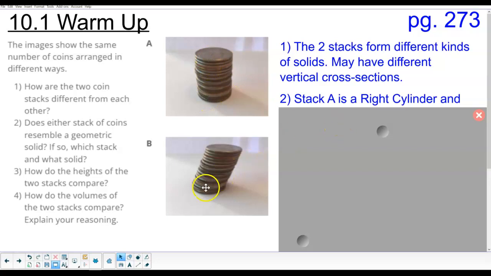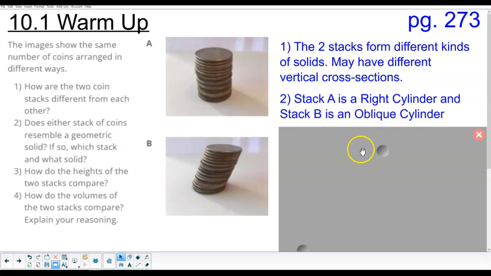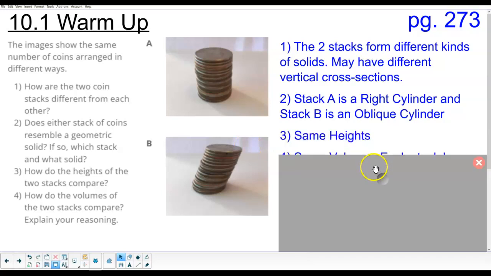And if you notice here in part B, that is called an oblique cylinder. It's when the base is translated not perpendicularly, but at maybe a slight angle. We'll explore those two kinds of shapes later on in the unit.